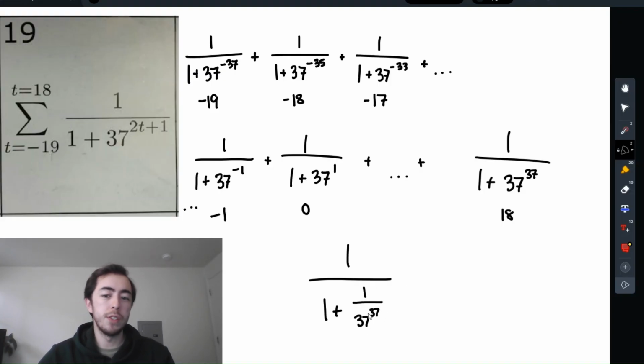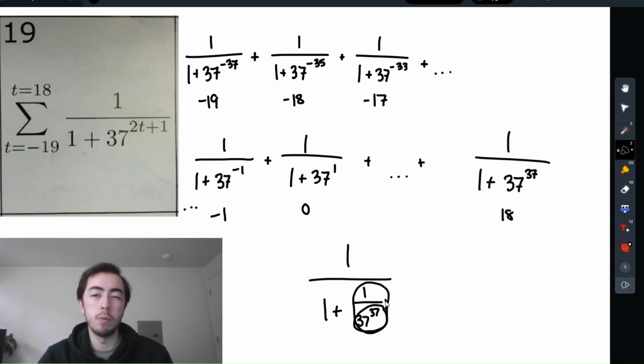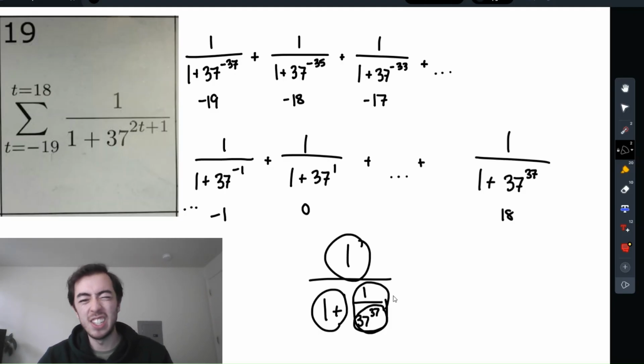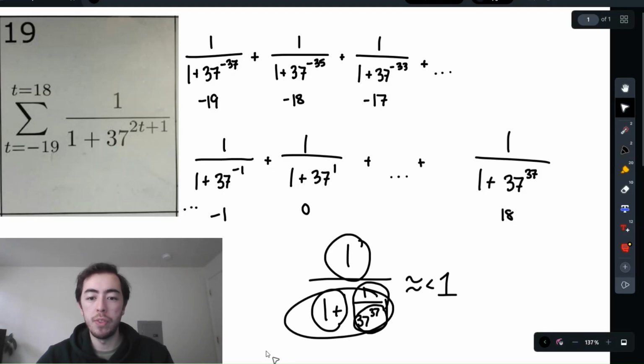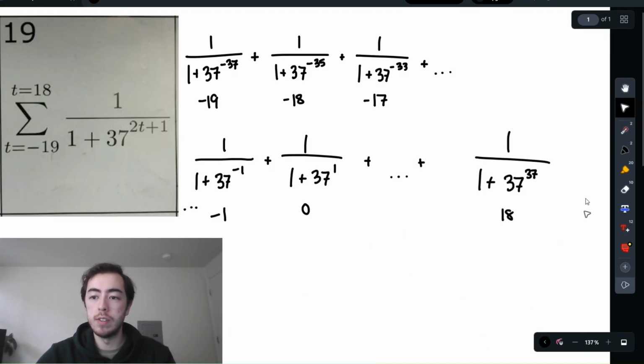This is kind of hard to read because of all the nested fractions, but this right here is going to be a very, very large number. So this fraction is going to be relatively close to 0. So overall, 1 divided by 1 plus essentially 0 is going to give us a number that's about 1. It is going to be less than 1 just because the denominator is slightly bigger than the numerator. But those fractions on that end of the sum are going to be really close to the number 1.